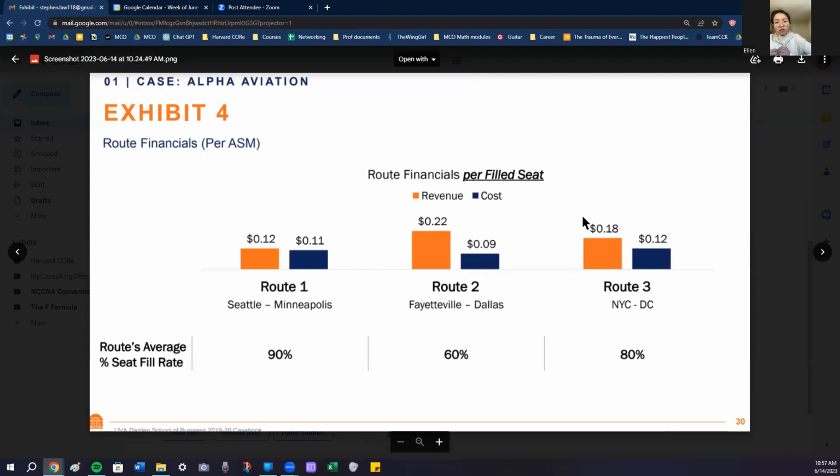Actually, the definition of ASM is the average number of passengers multiplied by the average flight distance. Oh, so the number of passengers per filled seat, right? Okay, per filled seat. So for the first route, 90% of 240 would mean that there are 24 fewer seats.